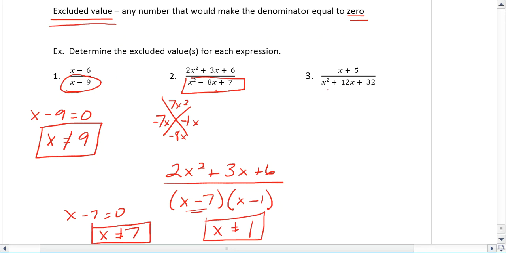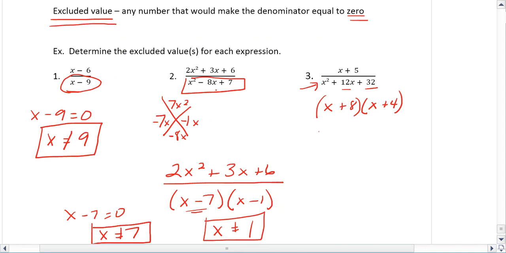So example 3 is very similar. Let's go ahead and factor this denominator. And maybe you can do this mentally. What's two numbers that multiply to 32 but add to 12? And I'm seeing that 8 times 4 is 32, and 8x plus 4x is 12x, so I did factor this correctly.